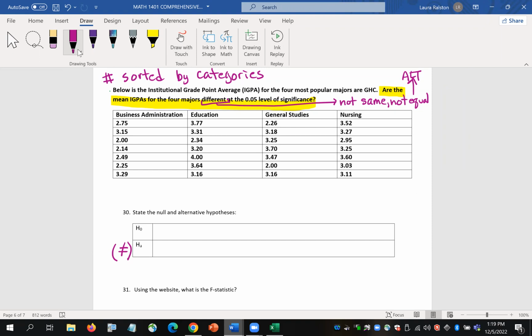because they're different. So we're saying the mean IGPAs for the 4 most popular majors are different. Different, again, implies they are not the same or not equal.